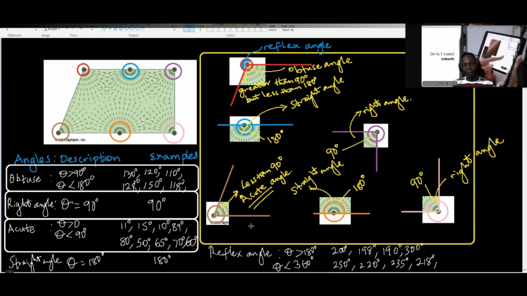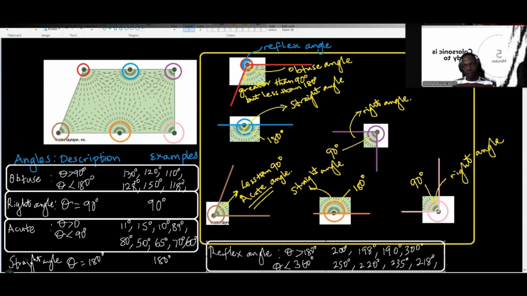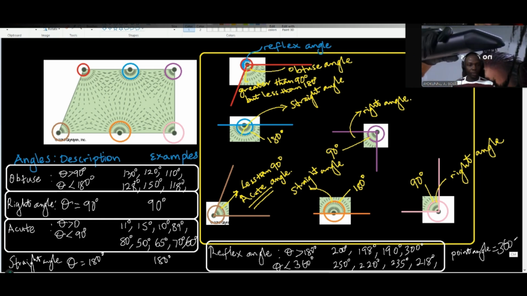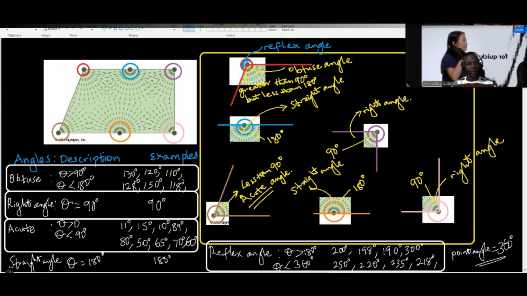All right. Then the last angle that we did not mention is the angle at a point. The angle at a point is simply 360. Point angle equals to what? 360 degrees.